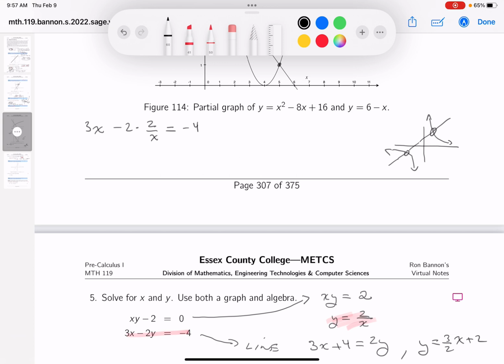I would multiply both sides by x. I get 3x squared minus 4 equals minus 4x. Multiplying by x, it's quadratic in form: 3x squared plus 4x minus 4 equals 0. I'm going to make some attempt to factor that. Again, if it doesn't factor, I got troubles. I've got the quadratic formula to deal with. Let's take a look at that.